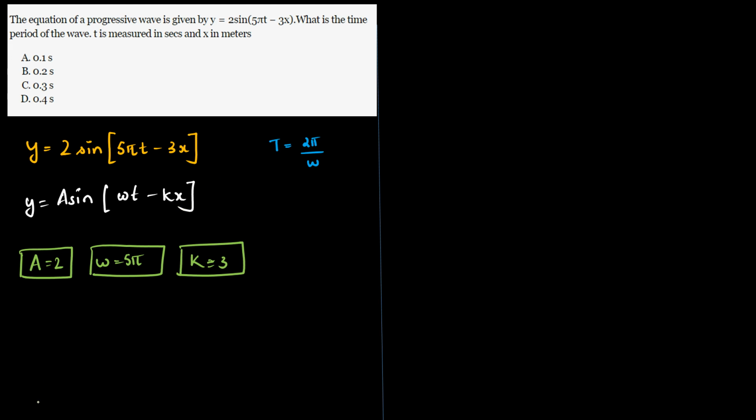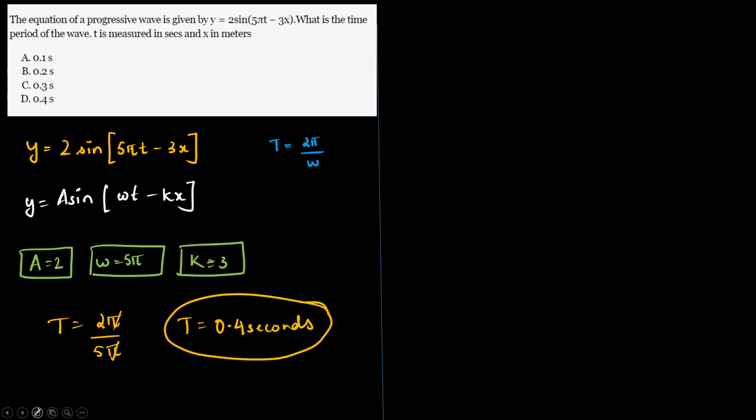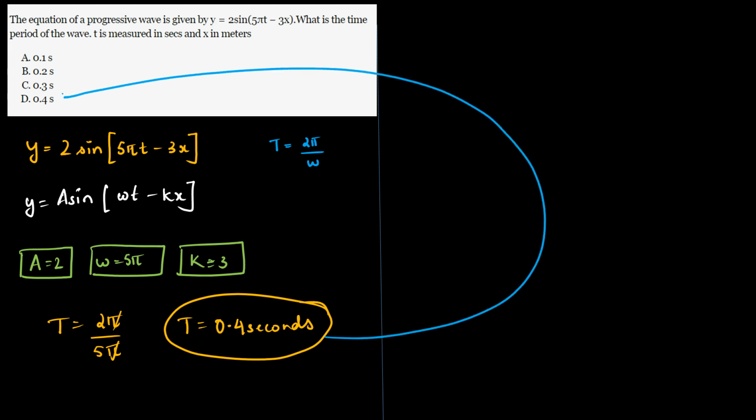Now can we find out the value of t over here? Yes, right? So I know the value of omega. So t will be equal to 2 pi divided by 5 pi, and if you divide this, you should get your answer. So t will be equal to 0.4. This is going to be the right answer. I hope you have got it.